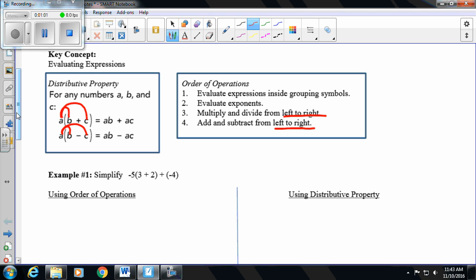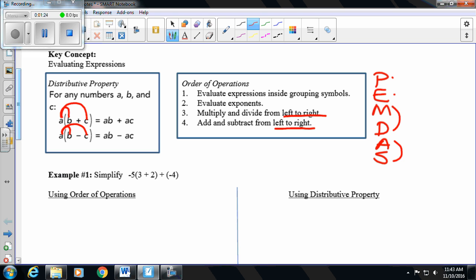Don't do all of the multiplication first, then do the division. You have to go from the left to the right as you're reading the book and work through it that way. And you guys remember this: PEMDAS, parentheses, exponents, multiply and divide from left to right, add, subtract from left to right.